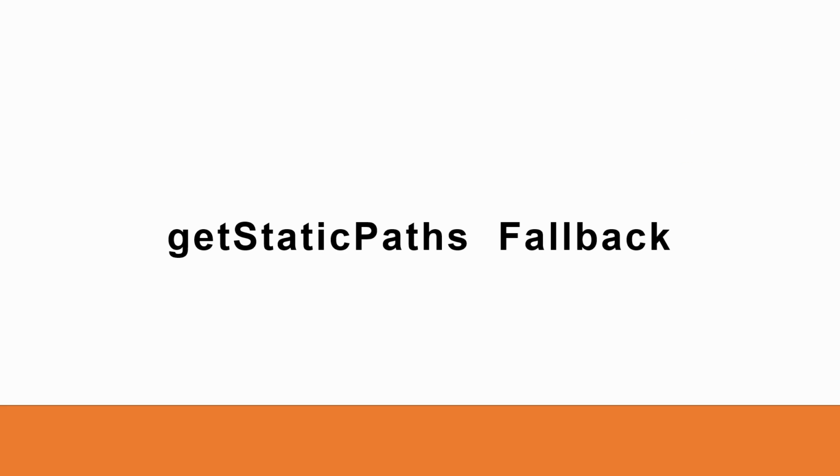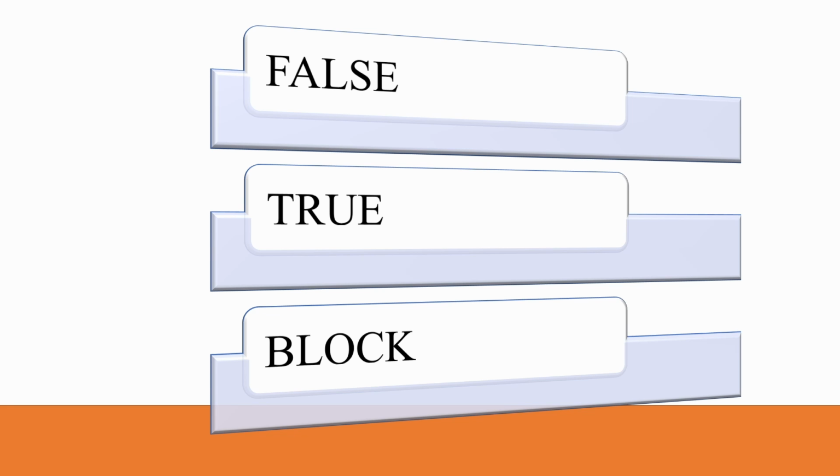In my previous video, I explained what fallback true and false are. If you don't know what fallback or getStaticPaths and fallbacks are, I will provide the link in the top right corner. You can refer there. Definitely you will get a good amount of knowledge. So as I said before, we have already seen fallback false and true, and now we are going to see about fallback blocking.